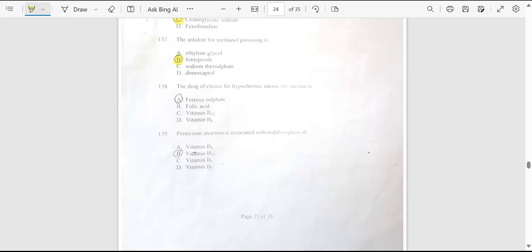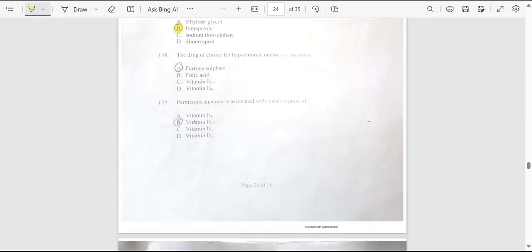138, the drug of choice for hypochromic microcytic anemia is what? That's iron deficiency. Give ferrous sulfate. And for megaloblastic anemia, vitamin B12.